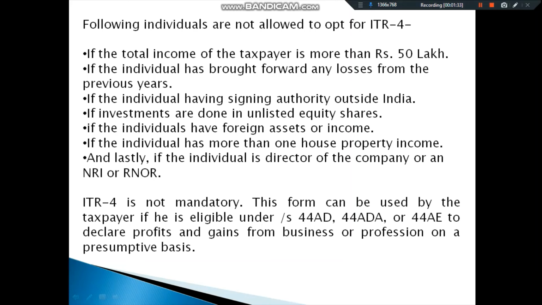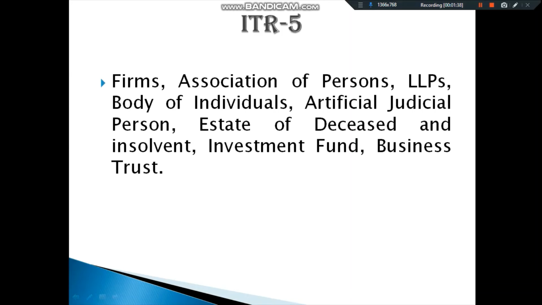Now ITR-5: firms, association of persons, LLPs, body of individuals. So all these, except companies, everyone: firms, associations of persons, LLPs, body of individuals, estate of deceased, insolvent, investment fund, business trust, they have to file ITR-5. So there is no turnover option. If you are AOI, AOP, LLP, BOI, artificial juridical person, firm, you have to file ITR-5. You don't have any other form option.